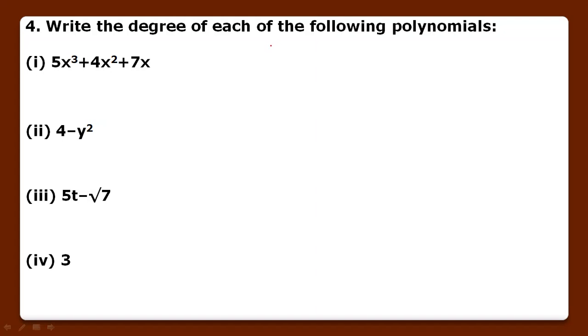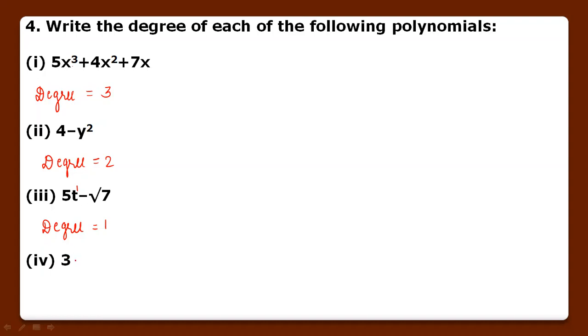Question number 4. Write the degree of each of the following polynomials. What is the degree? The highest power of the variable in a given polynomial. So what is the highest degree of x in this polynomial? That is 3. So we can write here degree is equal to 3. In this question, the polynomial is in terms of y and what is the highest power of y? 2. So degree is 2. In this way. Next is 5t minus root 7. What is the power of t here? 1. So yes, we can write here degree is equal to 1.